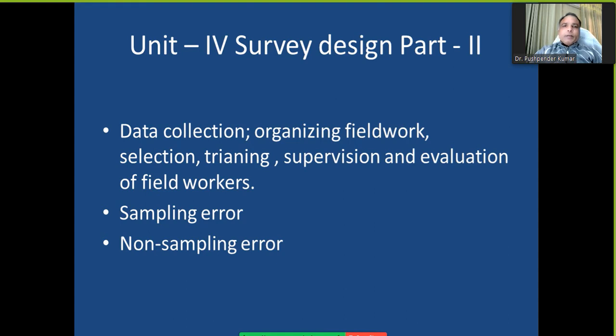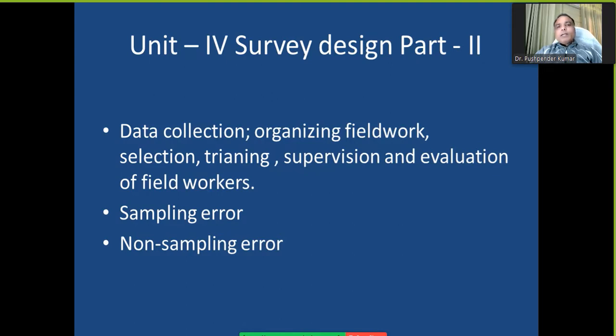And I hope you remember in the first part of Unit 4 in survey design, we discussed validity and reliability in detail. Plus, we discussed how to design and develop a questionnaire. So we have attributes: nominal, interval, ordinal, and ratio data. And with these attributes, we define different items. And finally, we were able to design the questionnaire for our survey.